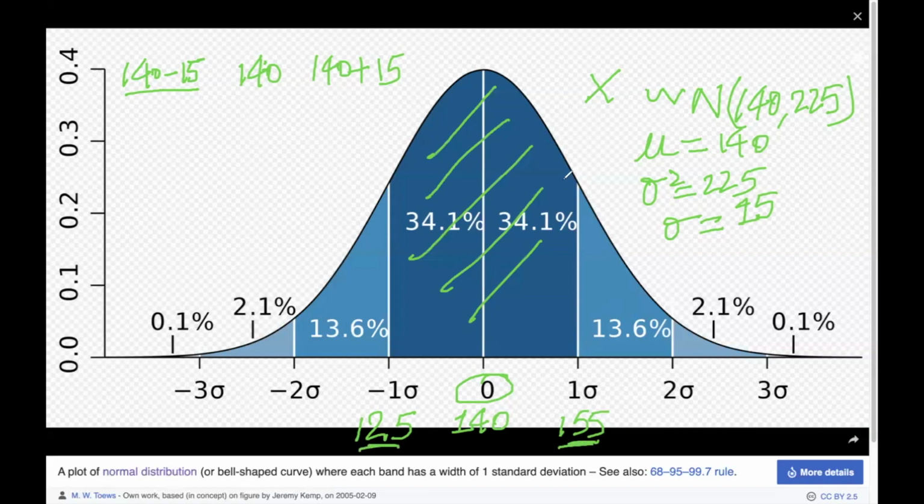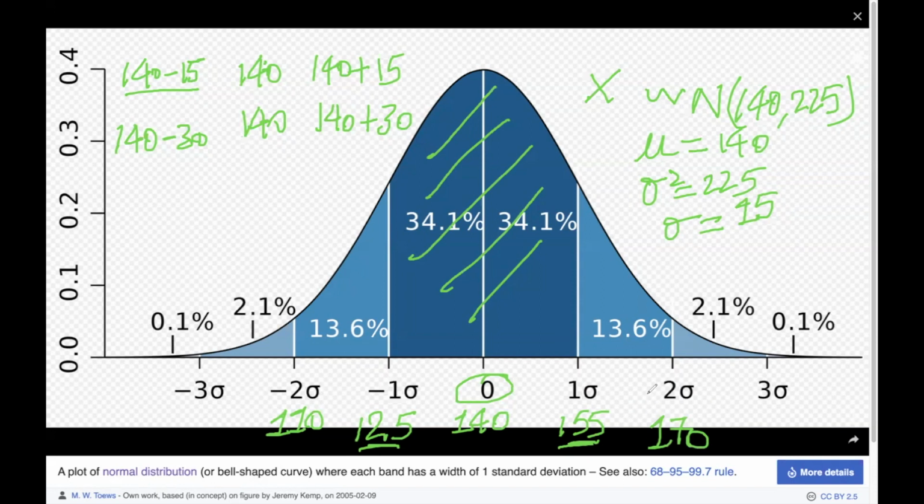Similarly, I can tell you that 95% of the human beings have a height between this and this. And what is the value of this? So this is, let's say, this is 140. So this is 140 minus 2 standard deviation, that is 30, and this is 140 plus 2 standard deviation, that is 30. So this value will come out to be 110 and this is 170, fine, which means 95% of my human beings lies between the height of 110 and 170.